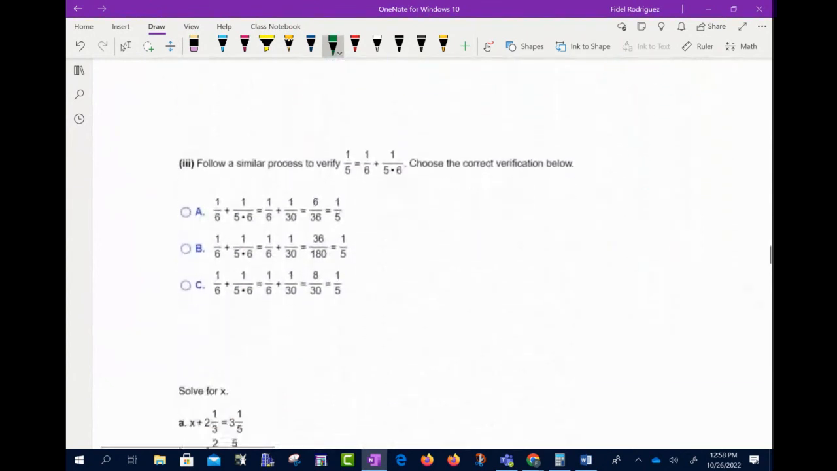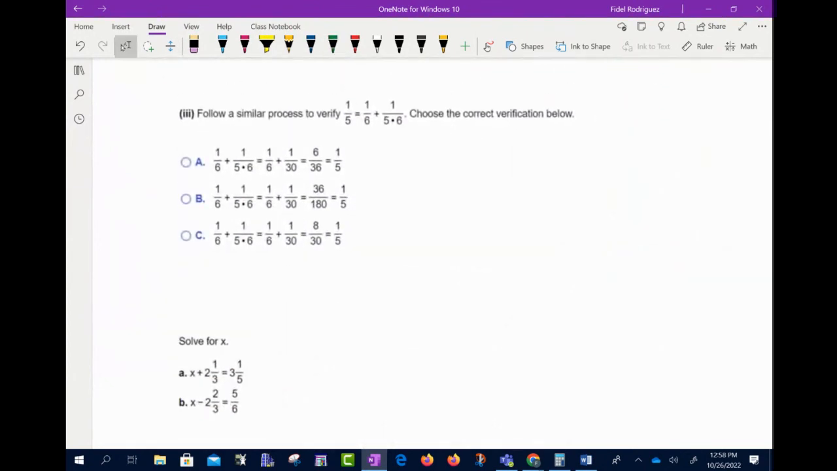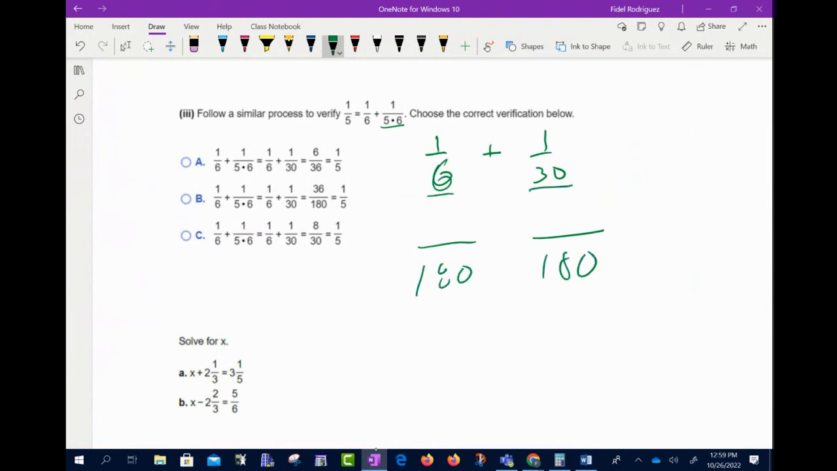All right. So got one more like this, and then again, we'll go on to the next part. Process, y'all, going to be exactly the same way. Look, I'm going to write 1/6 plus 5 times 6 is 30. Okay. I'm going to play the same game. I'm going to multiply those two numbers together. That's a 180. Okay.